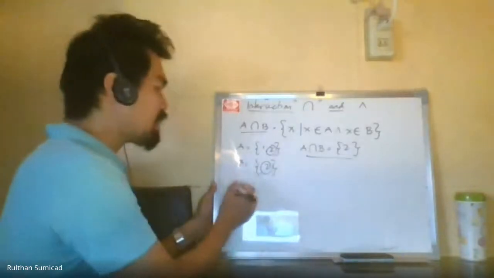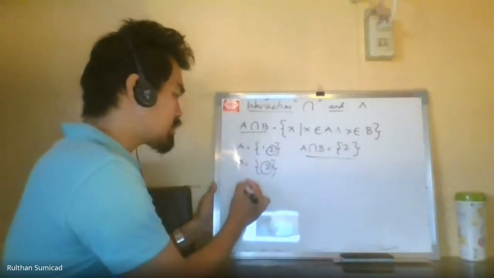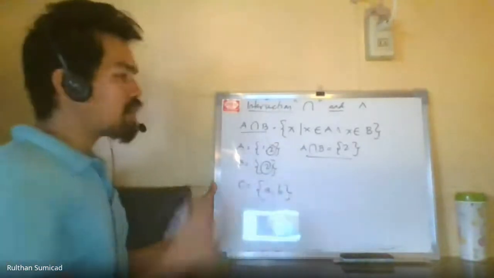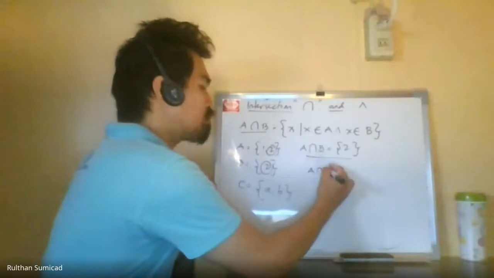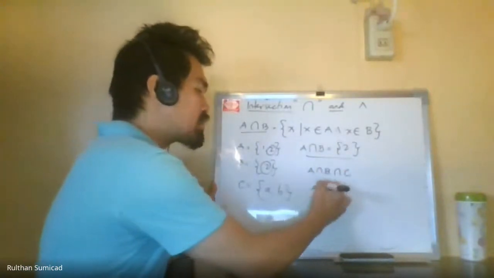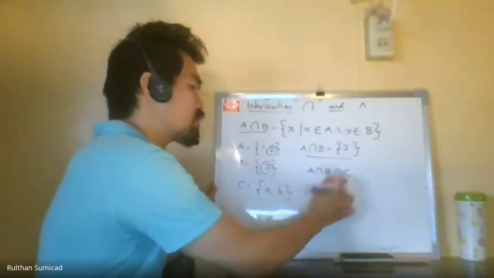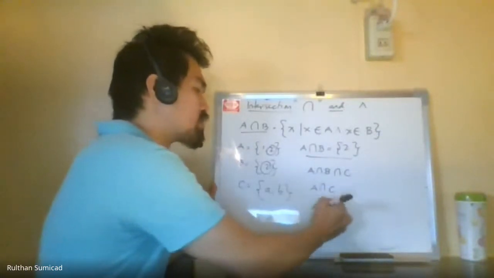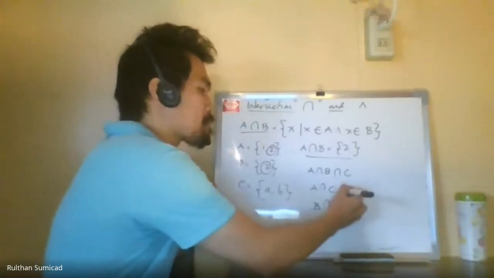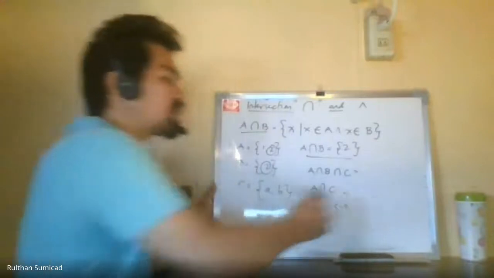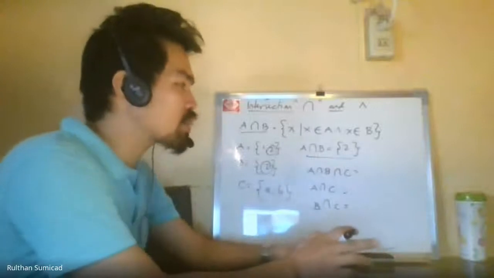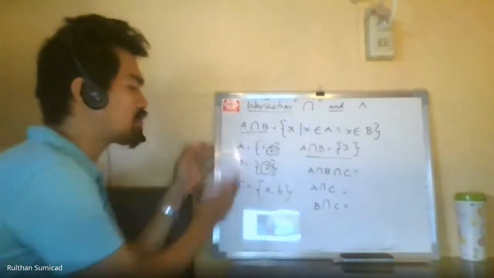If we add here a set C, and I'm going to ask you: what is A intersection B intersection C? And then what is A intersection C? And then B intersection C? Tell me what the elements are. You can give me the answer for number 1, the intersection of the 3 sets. And these are our 3 sets.